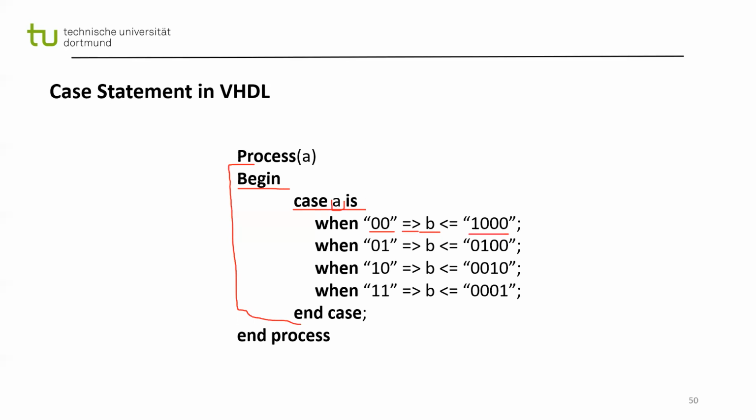When the case is that A is 01, then B will take the value of 0100, and so on. Finally, we end the case and we end the process.